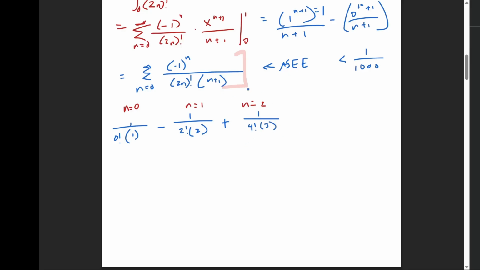Alright, so this doesn't look like it's going to be less than 1 over 1,000, so we have to keep going, unfortunately. But you can simplify it as you go along to make sure. So next one, n equals 3, so it's going to be negative.